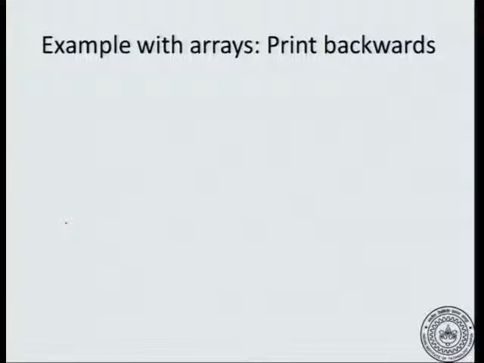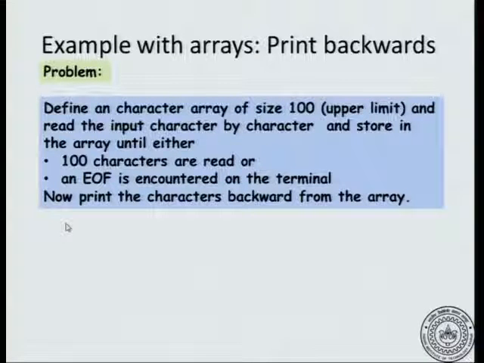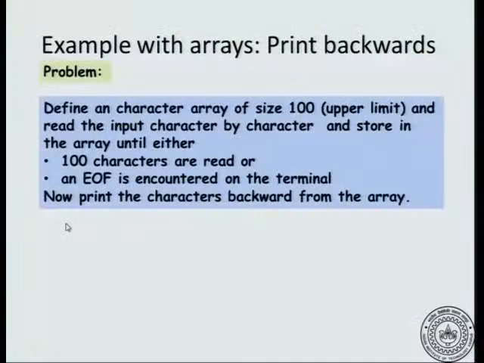Okay. Now let's consider a particular example, which is the problem is as follows. We want a character array, let's say of size 100, and then we have to read input which is from the keyboard and store them in the array. After we store it, we should stop once at least 100 characters have been read, because that's our array size, or when the user pressed end of file. Remember that you can press Ctrl D to enter the end of file. Now what we have to do is take the array and print it in the reverse order.